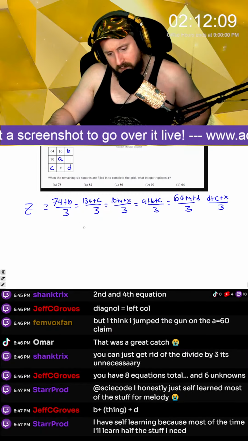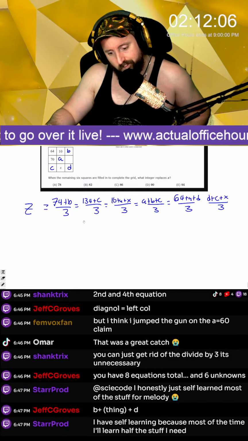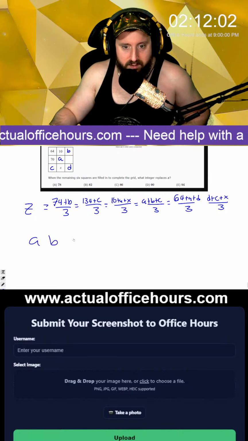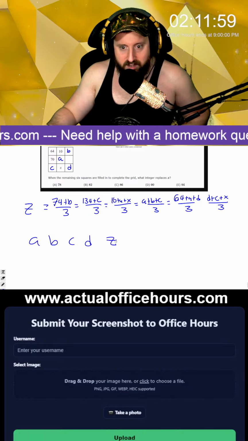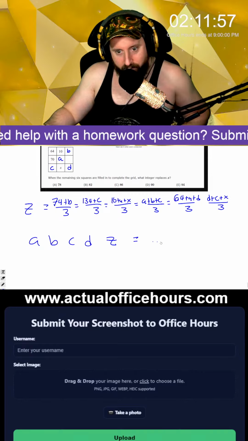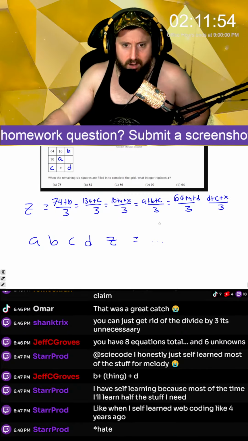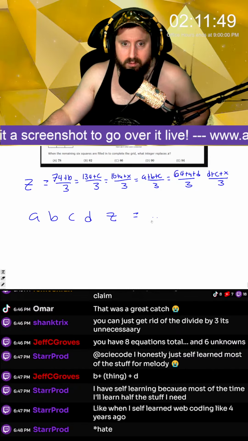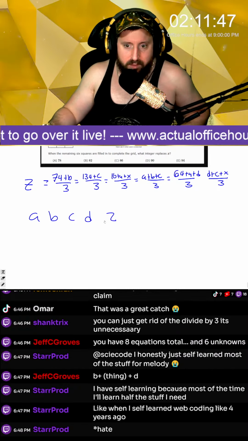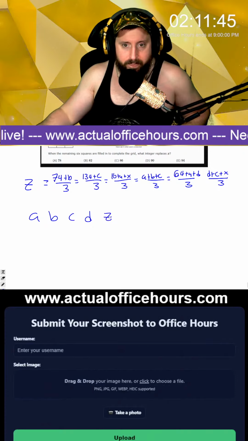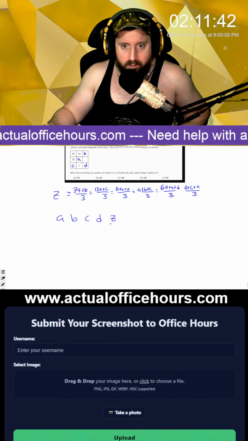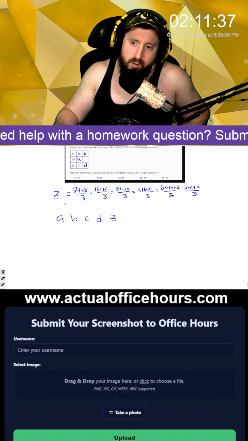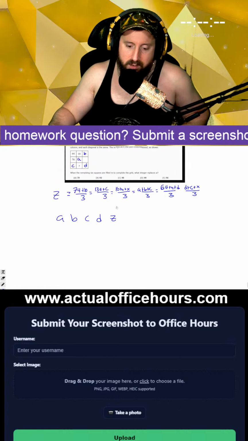Okay, so if we were to make a matrix, A, B, C, D, Z, and then is equal to, like, whatever, a number here, right? It's funny, this is all gonna be -1. And actually, wait, Z would then equal to 3.